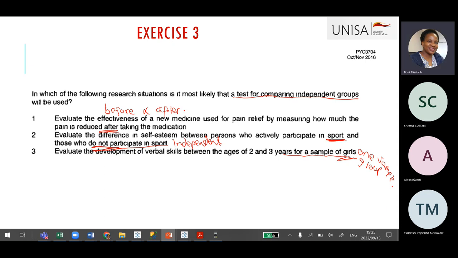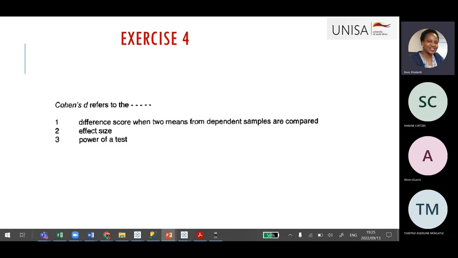Are there any questions? We are left with 5 minutes. Let's see if we have more questions. Oh, now we get Cohen D. What does Cohen D refer to? Is it 1, 2, or 3? Remember everything we discussed today. I know two of them are mentioned here, but there is something that we didn't dwell too much on. You still remember what Cohen D is? So it's not 3, it's not 1, it is 2, it's the effect size.